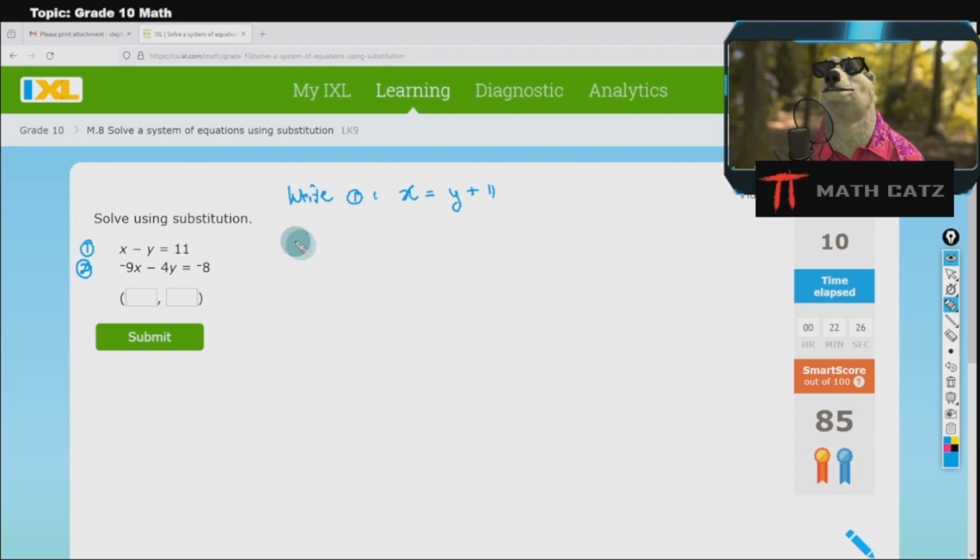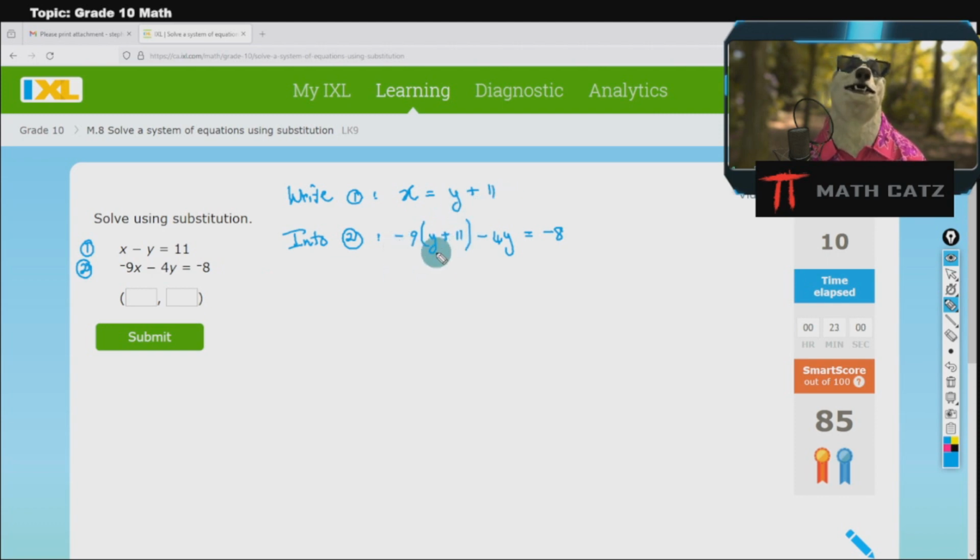Then we can take that and substitute it into equation 2. Now x is the same as y plus 11. So wherever I see an x, as I write my equation, I sub in y plus 11. Then the rest doesn't have an x, so I'm just copying it. Copy that, copy that. So that's when I substitute in x as y plus 11.